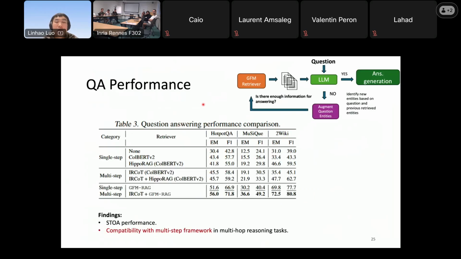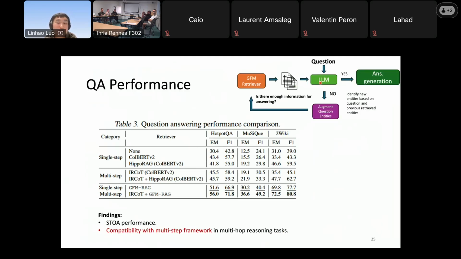So we also compare the question answering performance. Basically, with the power of graph neural networks, we can conduct multi-hop reasoning within a single step retriever. We can still combine our method with the large language model to harness the ability of both the graph reasoning and the LLM reasoning. So here we can also conduct multi-step retrieval and question answering.